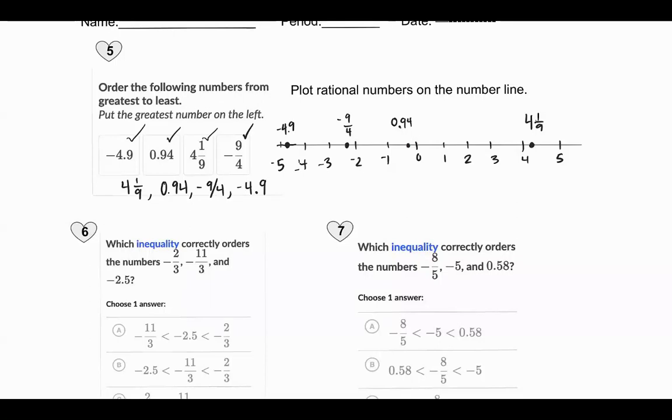The number line helps us because it puts it right in order for us, and we can quickly determine greatest to least or least to greatest.